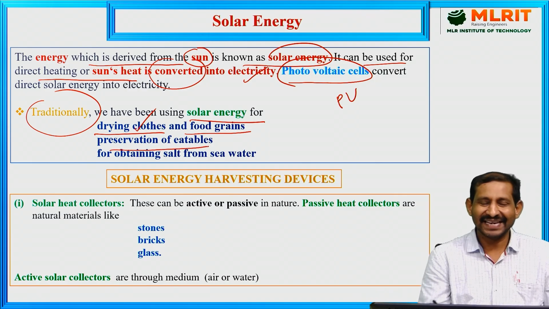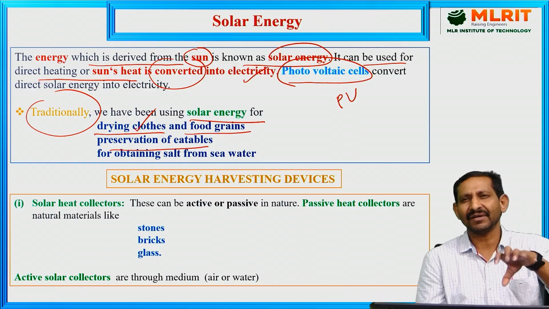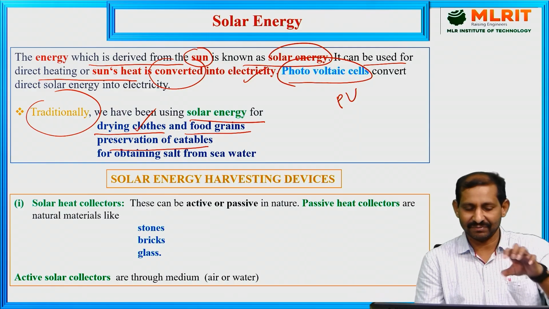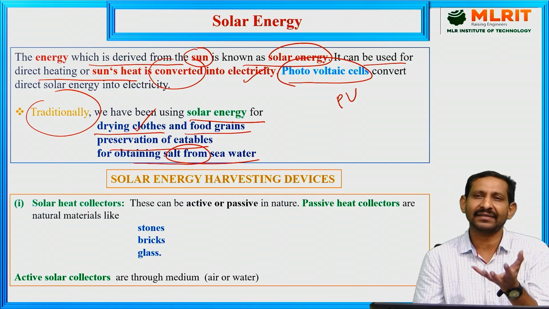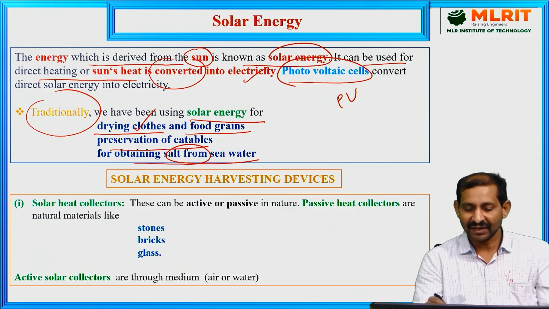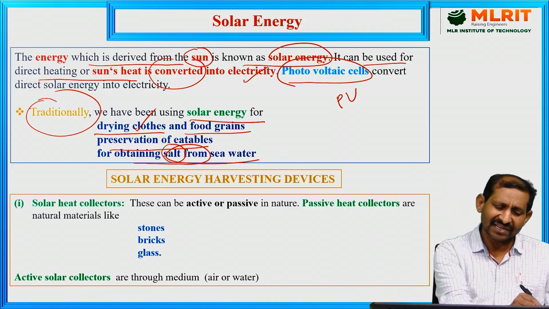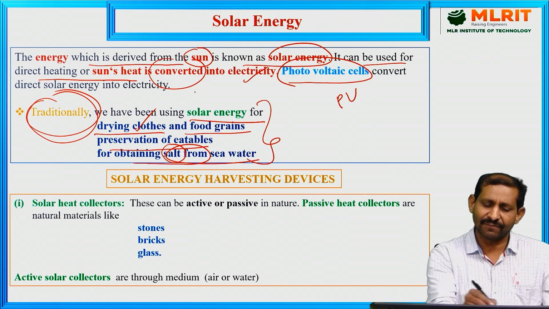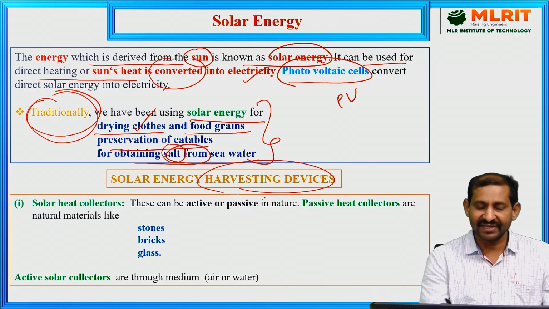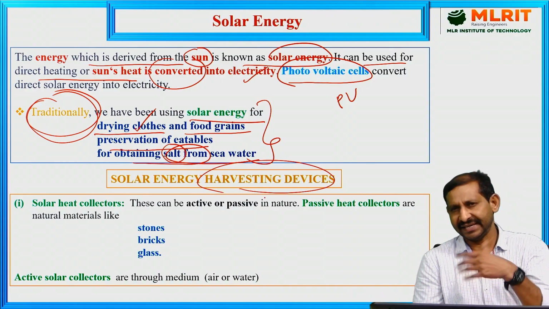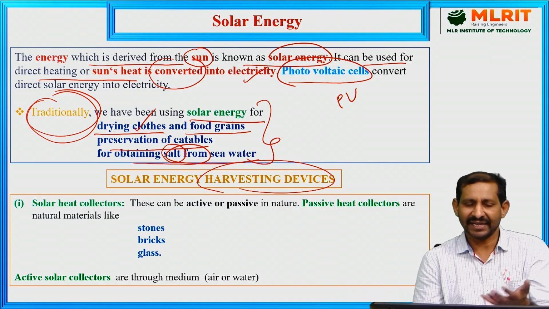Then preservation of eatables. Some eatables are preserved by removing moisture, because if more moisture is there, those items are easily spoiled. Also, obtaining salt from seawater, which is slowly evaporated under solar radiation or solar heat, produces the salt. So traditionally we use solar energy for all these purposes. But now coming to solar energy harvesting devices that convert it to electrical energy or heat energy: what are the devices, how to harvest, and what mechanisms are involved, we can discuss in this lecture.